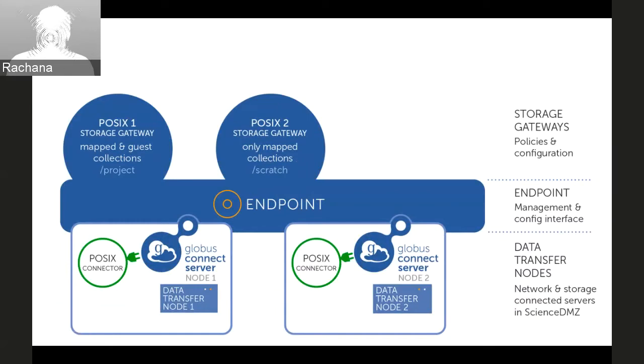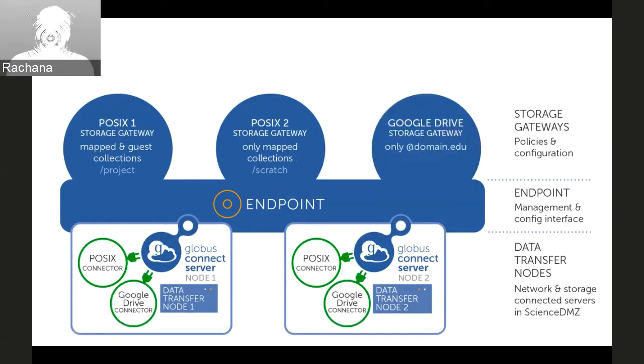So with 5, you can also have multiple storage types. On the same DTN, I could also drop in a Google Drive connector and have another storage gateway that is specific to the Google Drive connector. So up until here, the management of servers and management of the gateways is all admin function, and all the interfaces here are about policy and configuration, and users should never see any of this.